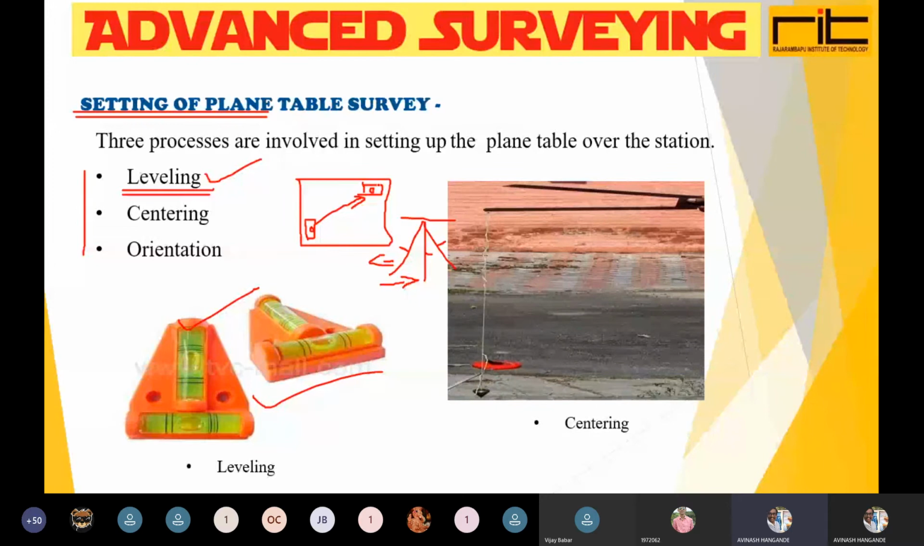Okay, and we have to ensure that that bubble is at center. If that is not center, then we have to use this tripod leg, so we have to move them outward or inward, so that that bubble comes in center. So that is the leveling operation.